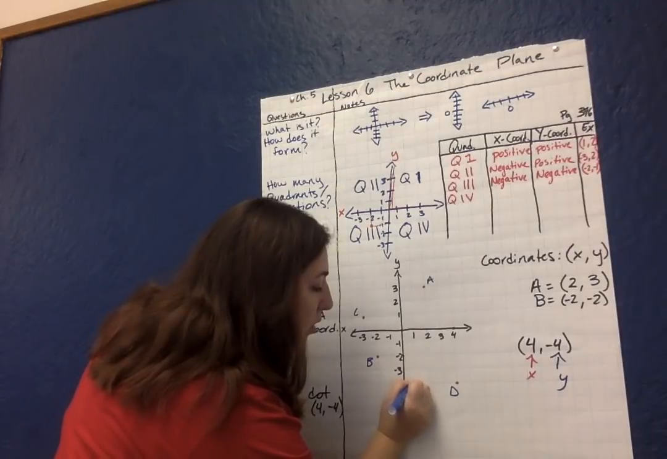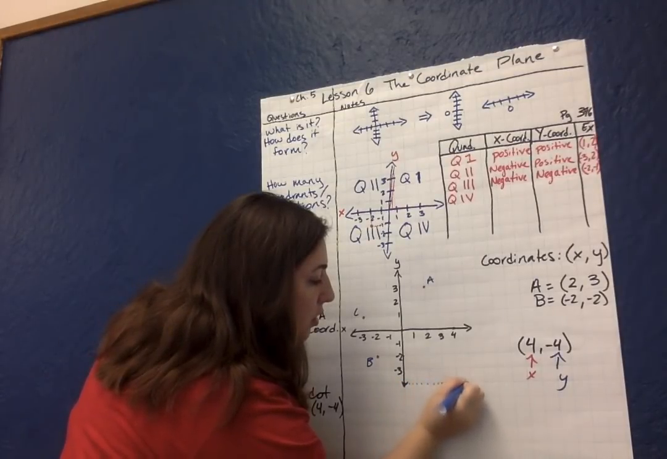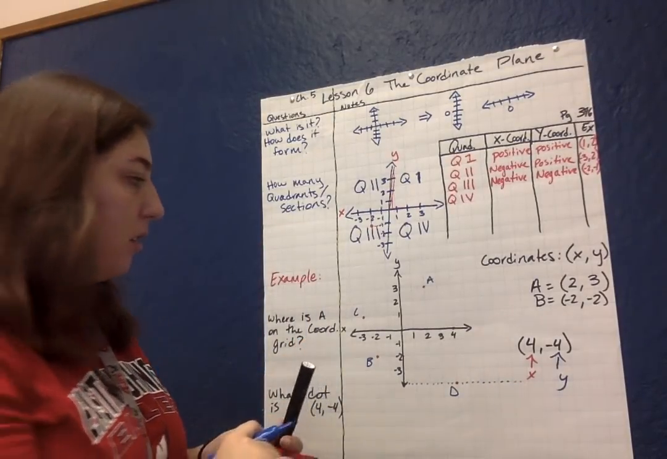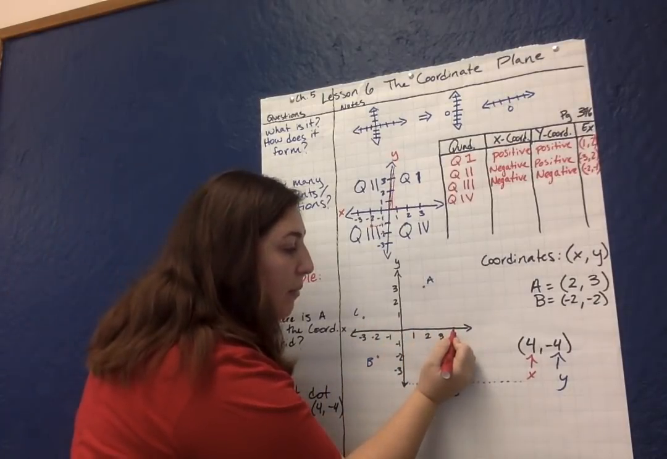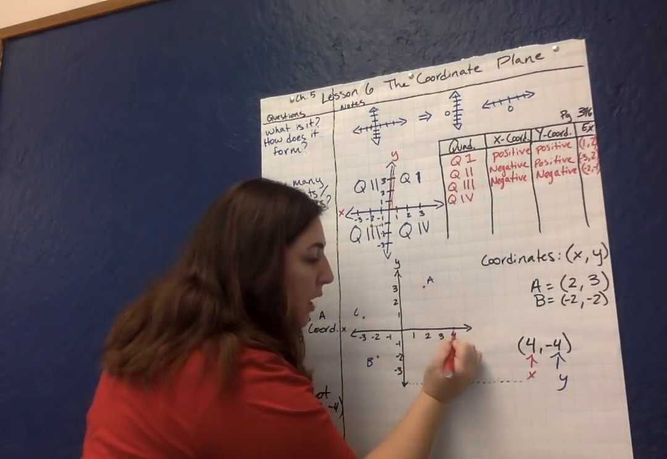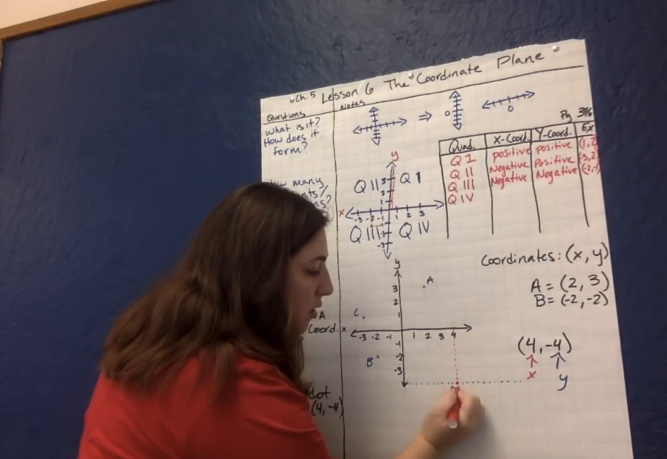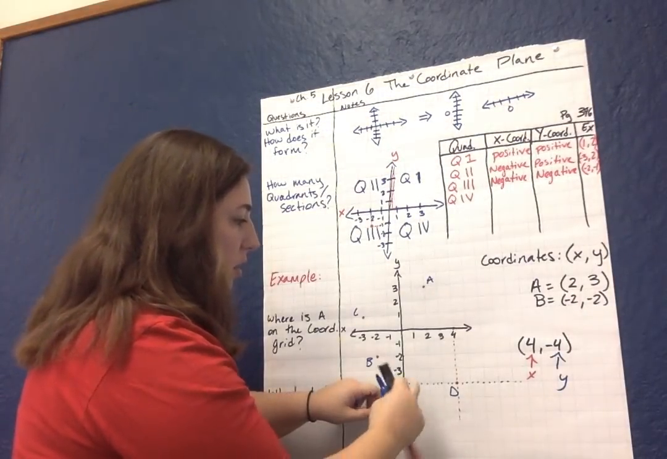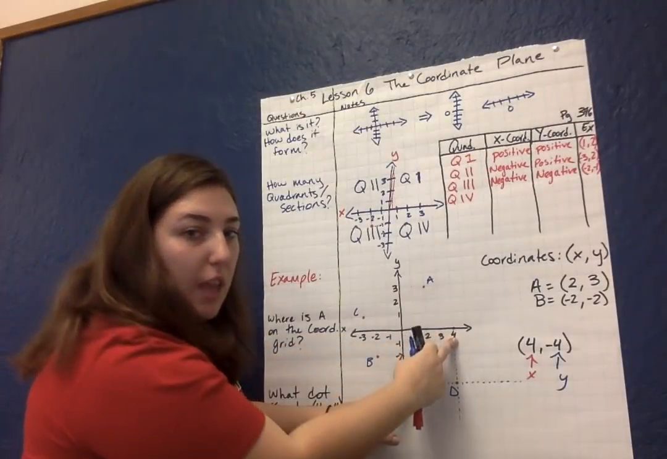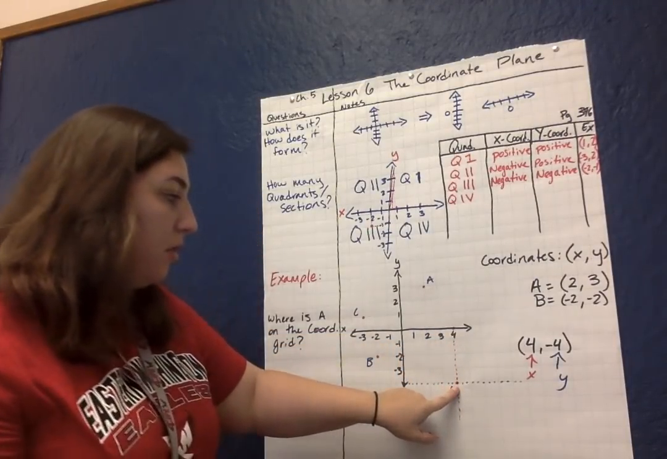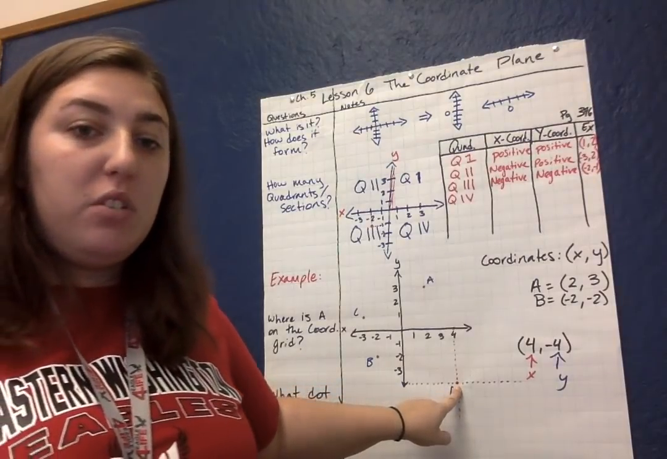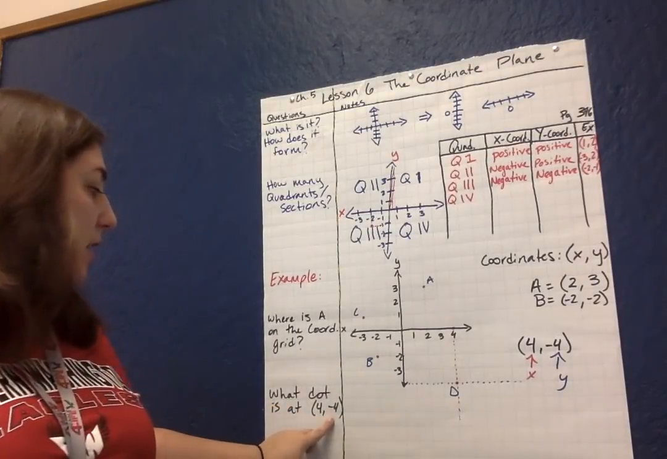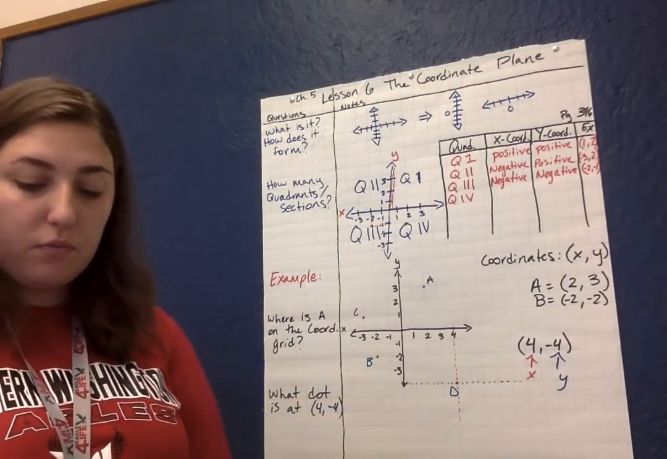So if I keep going out from -4, okay, I'm going to keep going out. I don't know where it is yet. And then I'm at my coordinate for x. I'm going to keep going down. Okay, and you'll notice that these two meet up right here. So the point where they meet up is their coordinate. So they meet up at 4 and -4. Okay, so I know that the dot that is at 4 and -4 is D.